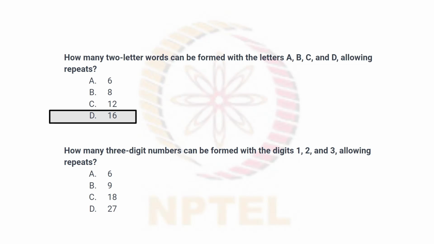Don't go to the formula of permutations and combinations. Here the answer is 27 because there are 3 different places and 3 options to fill in each place. So we get 27 ways of filling.